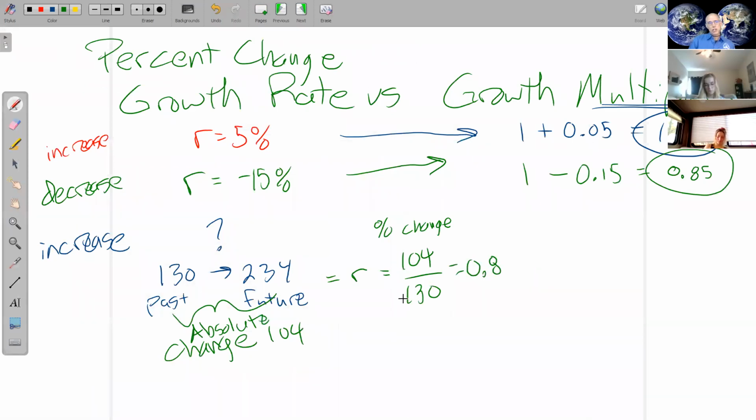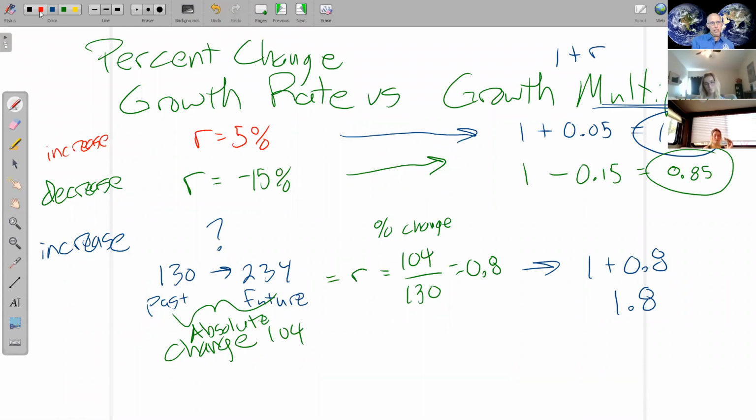Now that's just the percent change. To use it in a formula, I have to plug it into the growth multiplier, which says always do 1 plus R. So I plug that into 1 plus R, and I get 1.8. Okay. Now I just want to show you something really cool about future versus past.